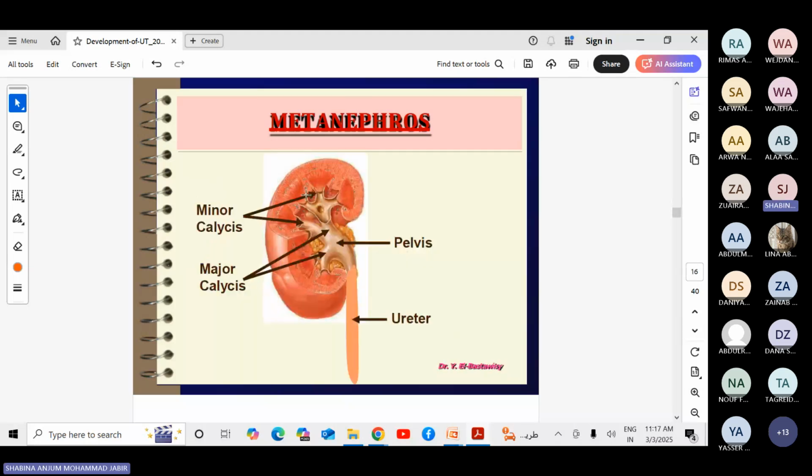So this we know, these are the minor calyces, these are the major calyces, the pelvis and the ureter. These are the structures developing from the ureteric bud.